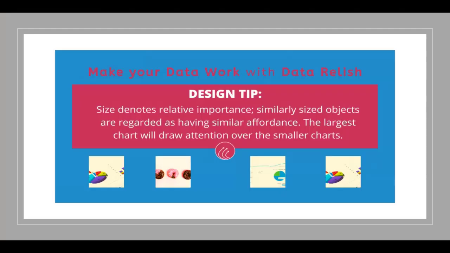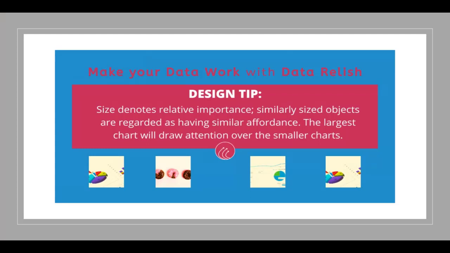Size denotes importance. So similarly sized objects are regarded as having a similar importance or similar meaning. So the largest charts will draw attention over the smaller charts. We can see that in the chart on the left-hand side and at the very end. It's bigger than the bar chart. So what that means is we have the ability to think carefully about what we can do with that visualization in terms of the size.